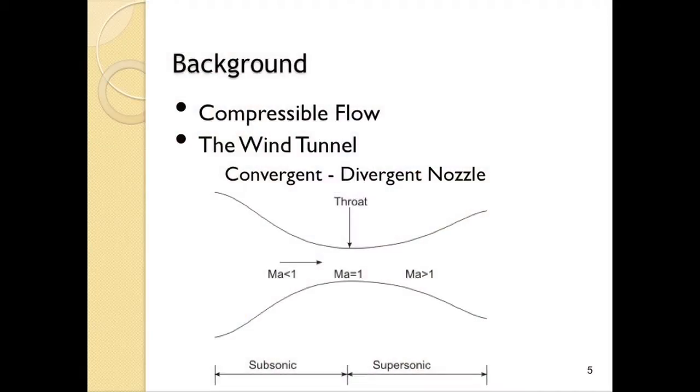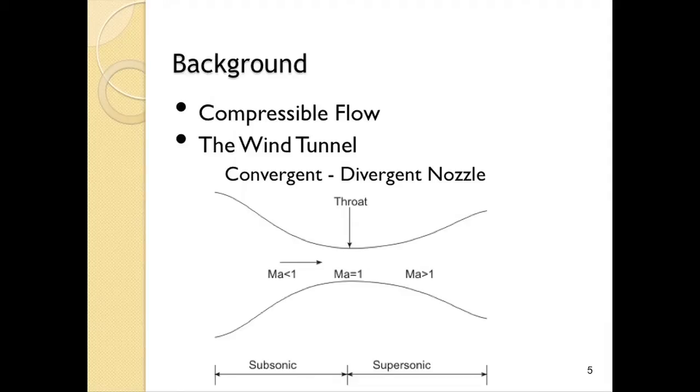So how does the wind tunnel work at Rutgers? Well, or any wind tunnel in general. First we define something called compressible flow. The main thing to remember about compressible flow is that the density of the flow is not constant, as opposed to incompressible flow where the density remains constant throughout.